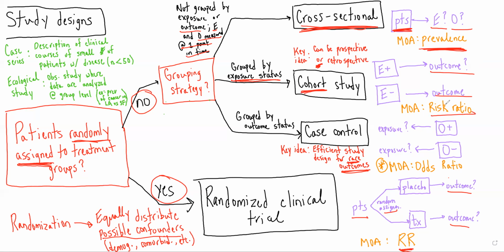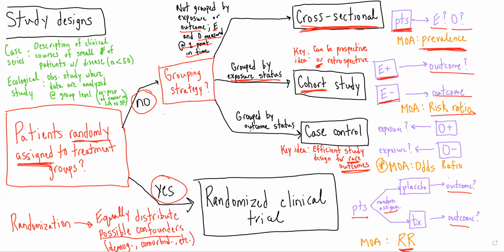And a key idea that really trips up a lot of students is that cohort studies can be prospective or retrospective. So you can't use whether a study is prospective or retrospective to decide whether it can be a cohort, because it can really be either case. In reality, you just really want to think, are patients being grouped by exposure status? And if so, then you're dealing with a cohort study, regardless of whether it's prospective or retrospective.